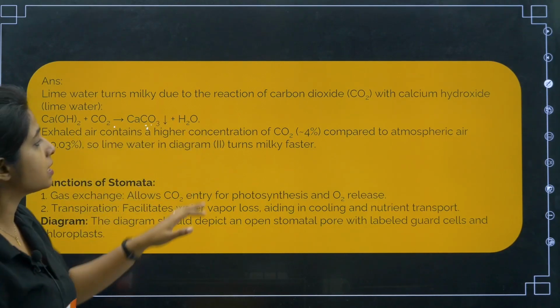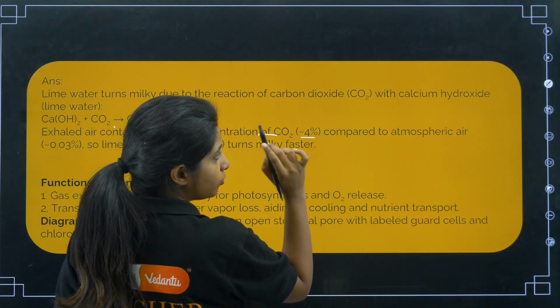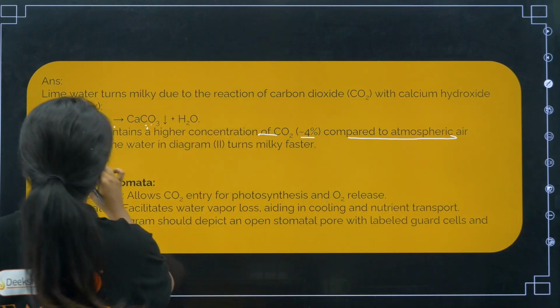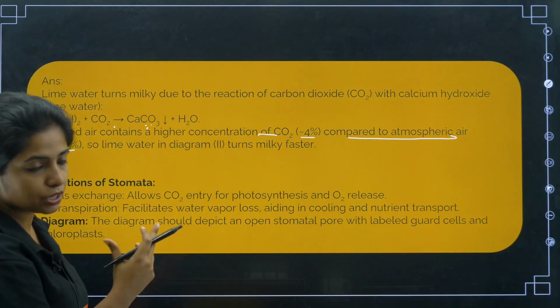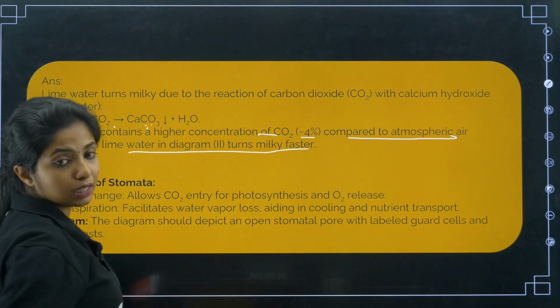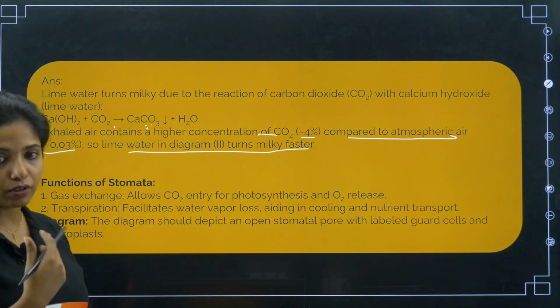Exhaled air contains a higher concentration of CO2, that is almost 4%, compared to the atmospheric air, which has 0.03%. So the lime water in diagram 2 turns milky faster.